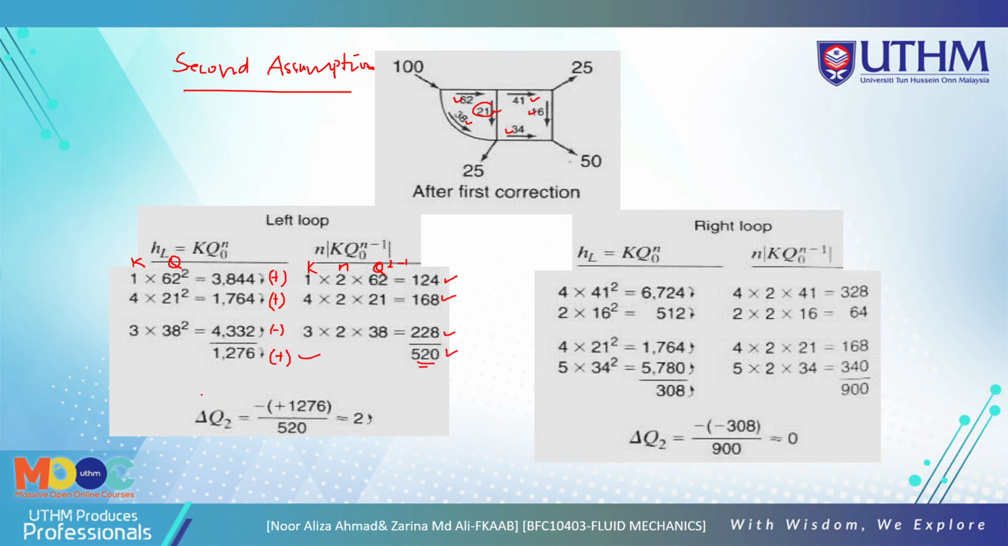Then you just do again the delta Q2 in second assumption. That's why you get the Q2. Q is in second assumption, so you get the new value of 2 here. Delta Q is 2. And for the right loop, you also calculate again based on the new flow here, based on the K here and also the Q.